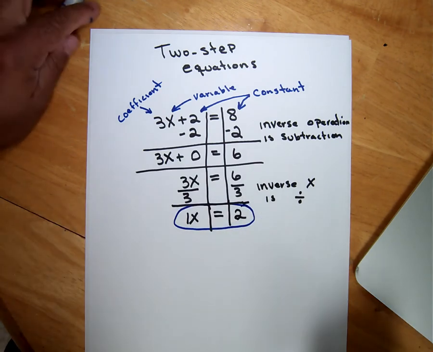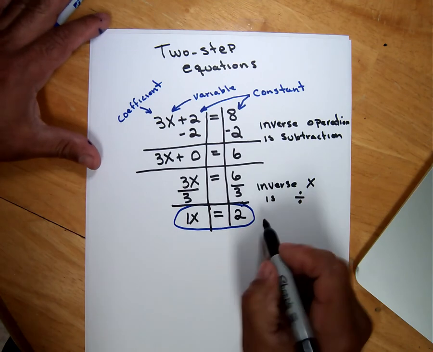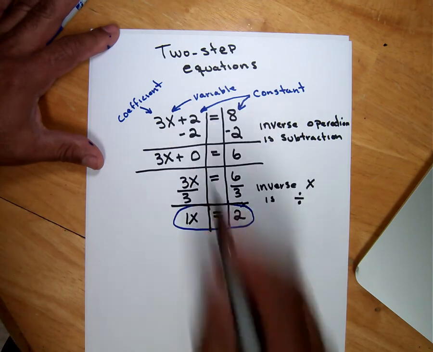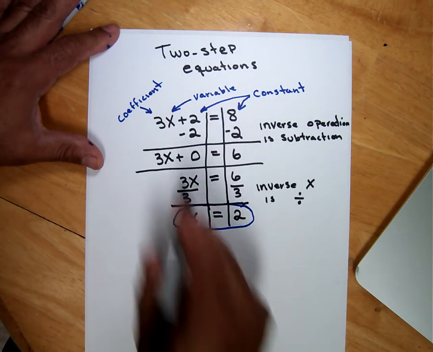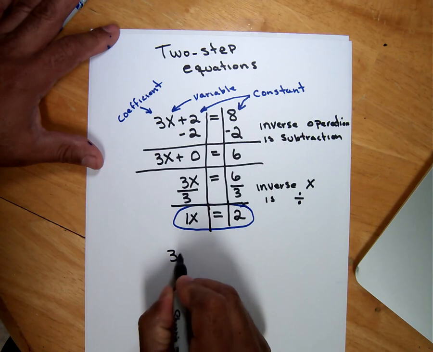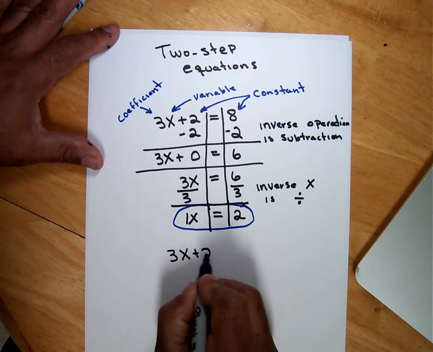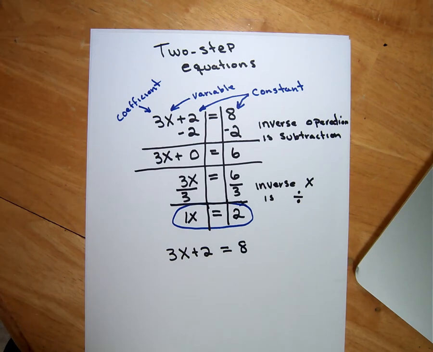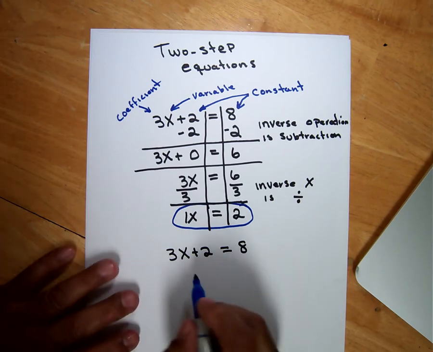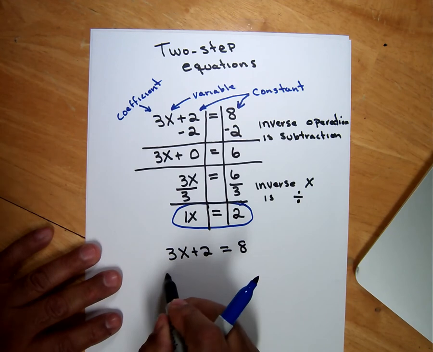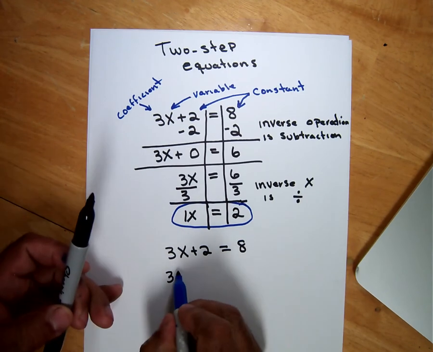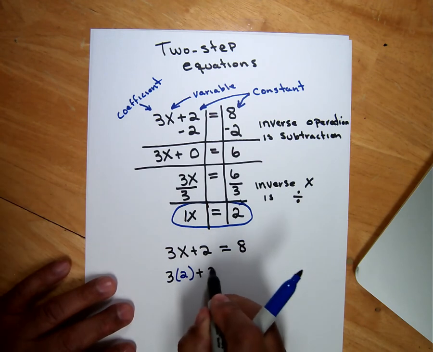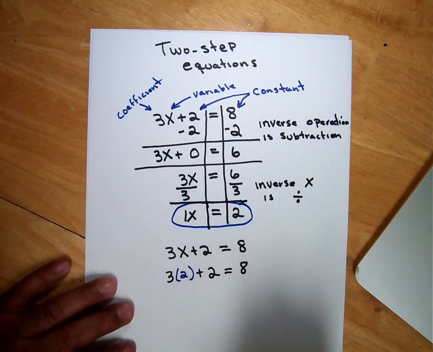I can always go back and check my answer by substituting the value that I came up with back into the original equation. So my original equation was 3x plus 2 is equal to 8. Now remember, I'm going to substitute the value for x, but I'm going to do that in blue. So then I'm going to put 3 times 2, which is the value we got for x, plus 2 is equal to 8.